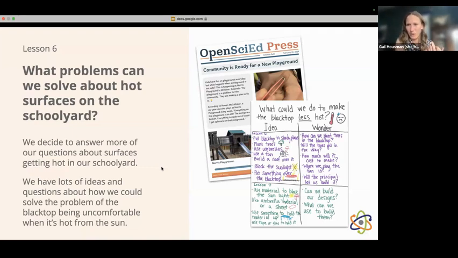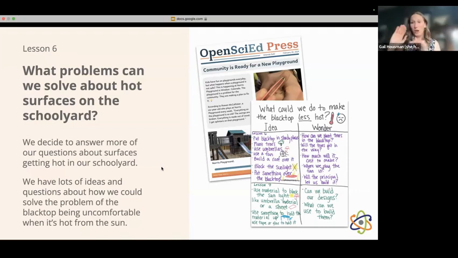Like, we could find a way to solve our problem of things being too hot, like the blacktop is too hot in our schoolyard. And so we start brainstorming, even right here in lesson 6, we start thinking of ideas we have for how we could make the blacktop less hot. If you don't have blacktop in your schoolyard, it's the rubber or whatever, some other surface in your schoolyard that you want to make less hot. But blacktop is the kind of placeholder term we use in the unit.